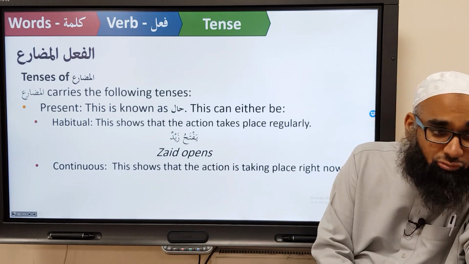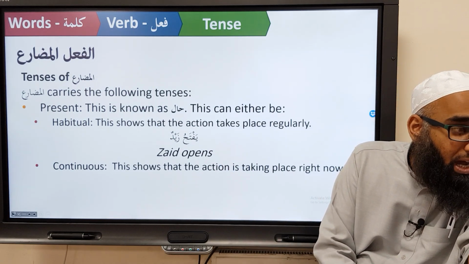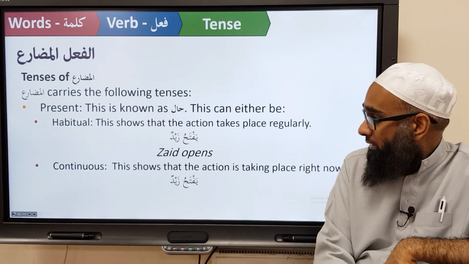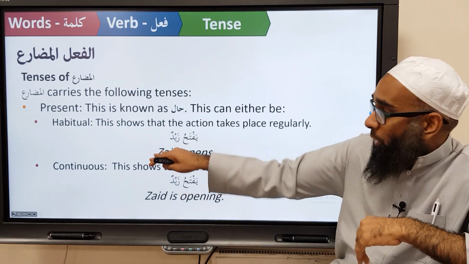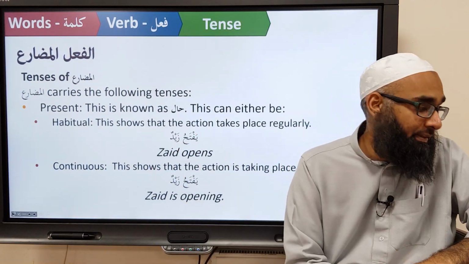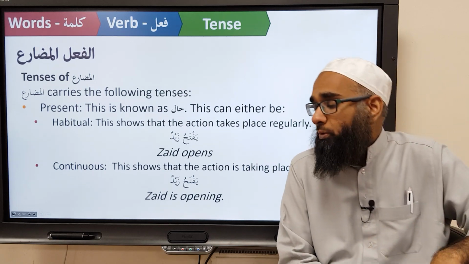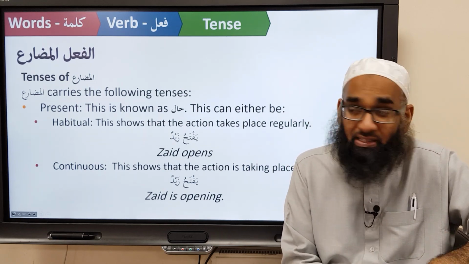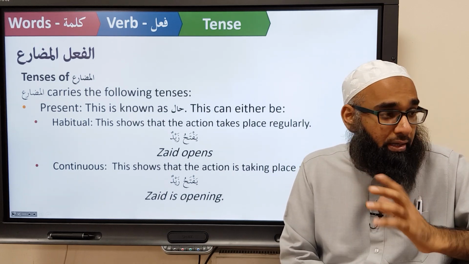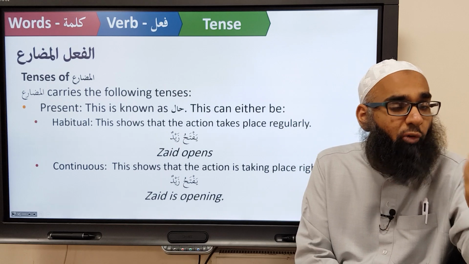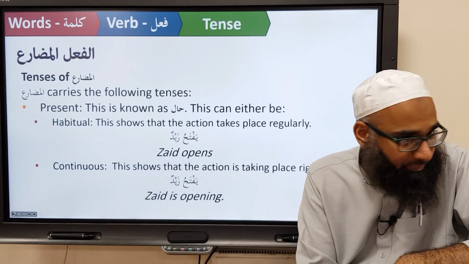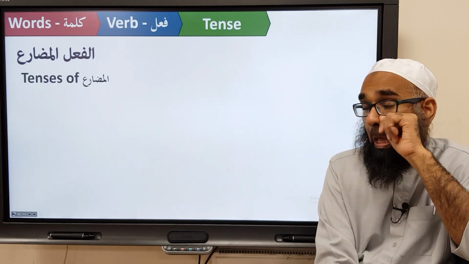So if the action is taking place right now, what do you call this? Continuous. It's in a state of happening right now. So Zayd Yaftahu, he's opening right now. Now, without any context, without any paragraphs before or after it, you don't know what's happening. If I say Yaftahu Zaydun, Zayd opens. If I say Zaydun Yaftahu, Zayd is opening. In English you can tell, but in Arabic without context you can't tell. But both these tenses are incorporated and built into the Fa'l al-Mudari. Yes? Okay.